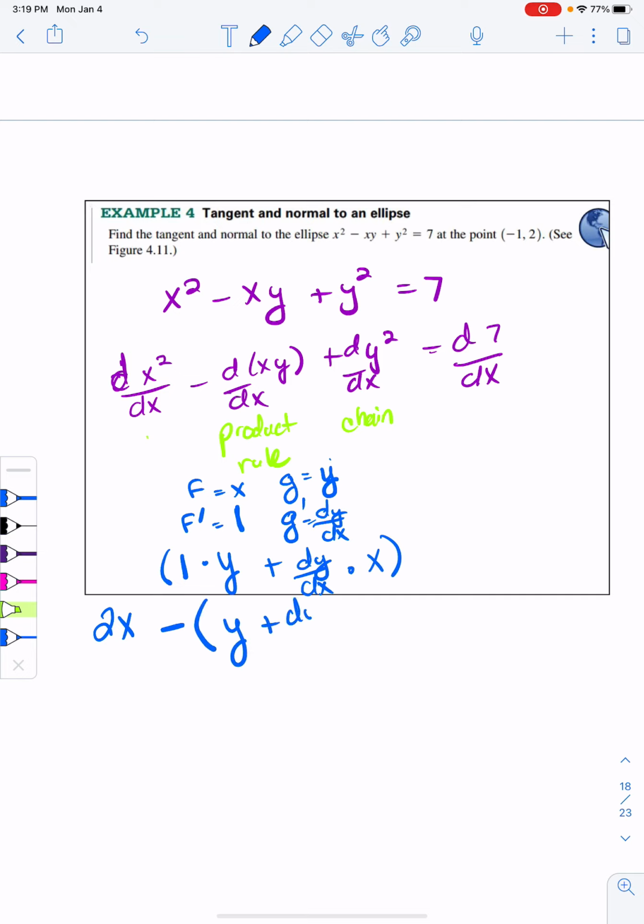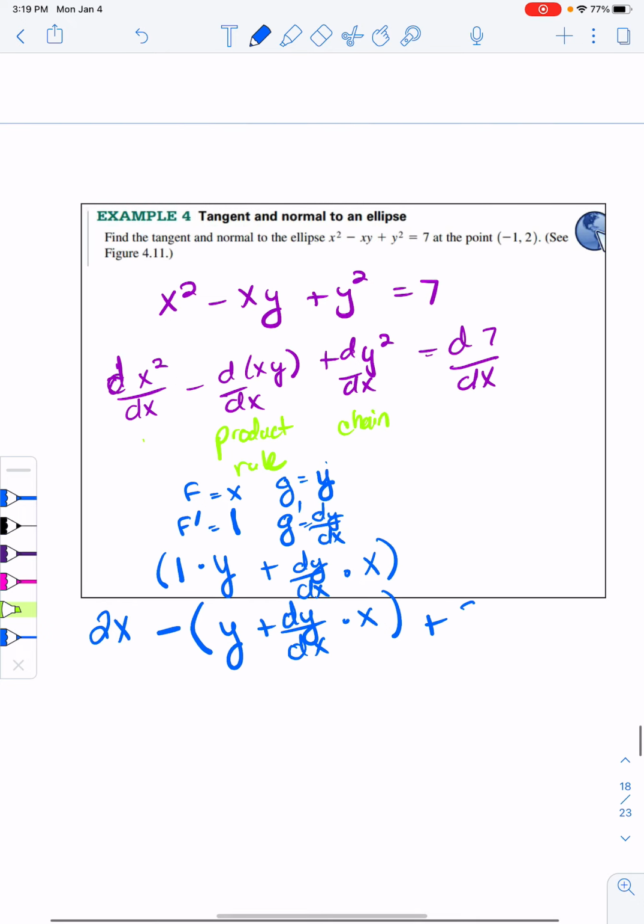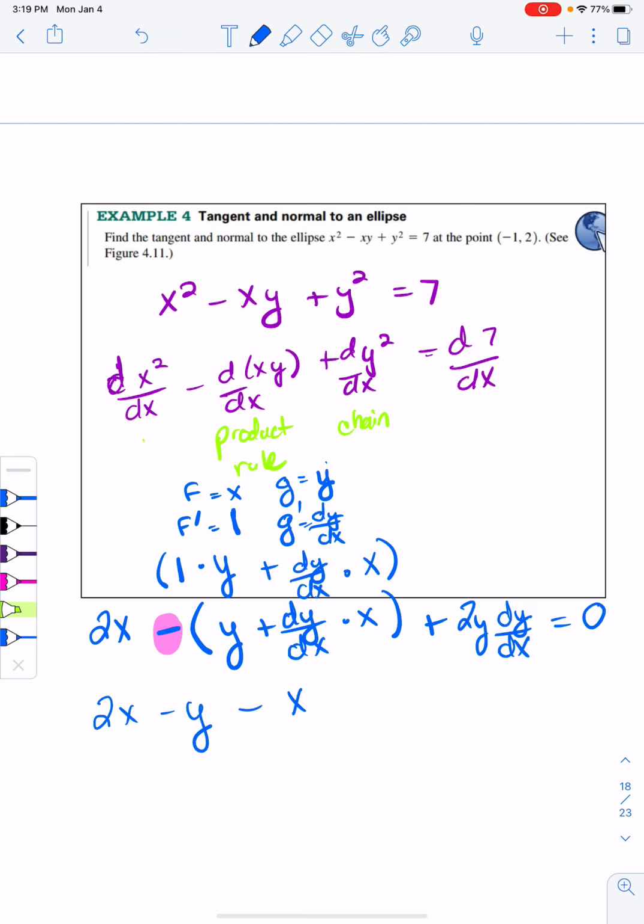So that's going to become your second term: y plus dy/dx times x, plus the derivative of the last term is 2y dy/dx, equals 0. Now you still have two instances of the dy/dx, so you're going to try and isolate those. Be smart, be careful, there's a negative sign here. So go ahead and distribute that: minus y, minus x dy/dx, I'm going to switch the order of this because I'm weird like that, plus 2y dy/dx is equal to 0.